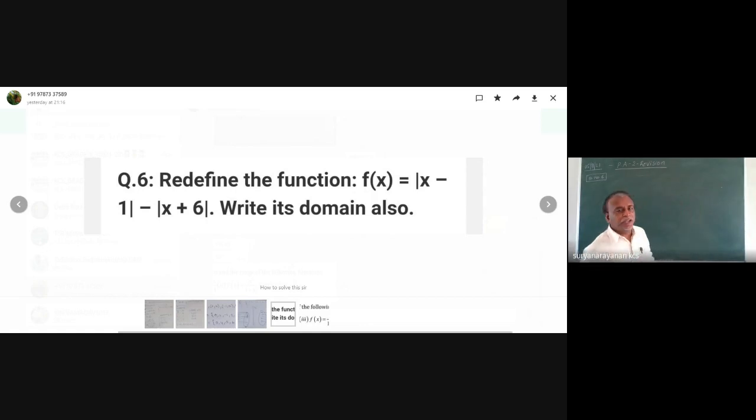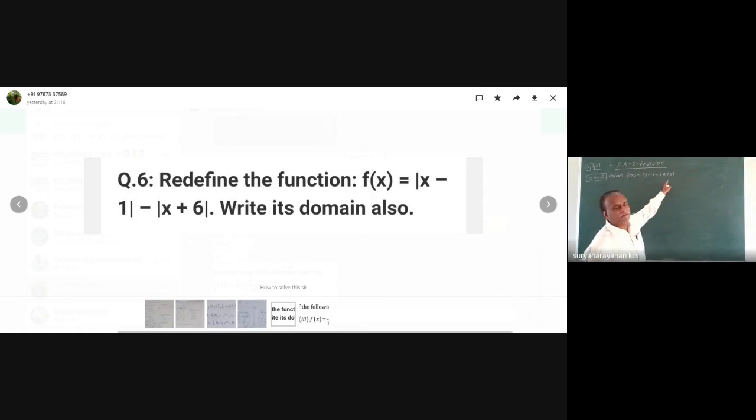Okay, see here, given f of x. How is the function f defined? Mod x minus 1 minus mod x plus 6. Now we have to redefine this function, and also we have to write its domain. I simply sent you its domain is capital R, that is the set of all real numbers.